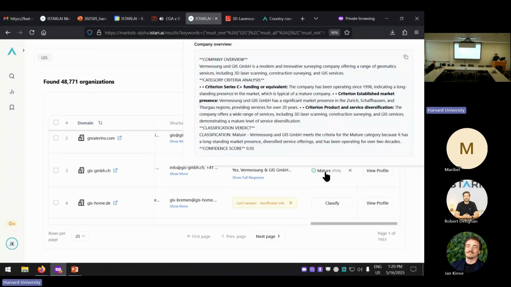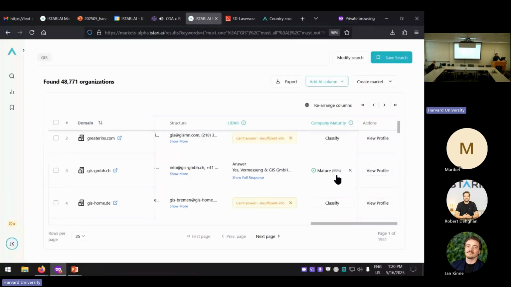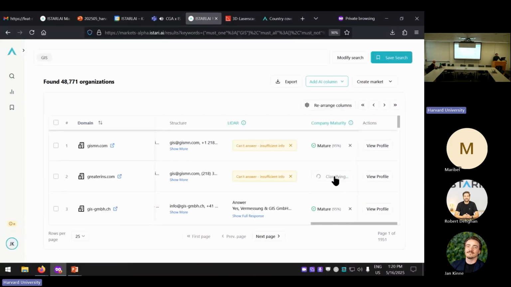And I also did the classification here, and it says this is a mature company. So it's not really a startup or anything. It's a company that is already more mature. But this is just one idea on how you could classify the companies, right?